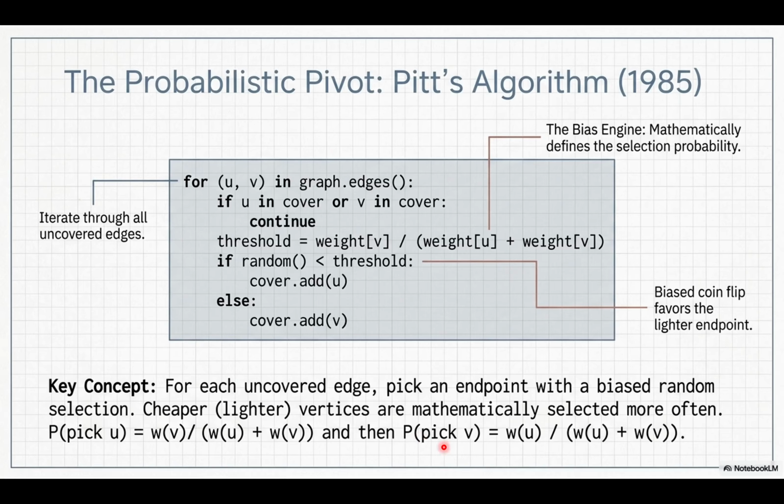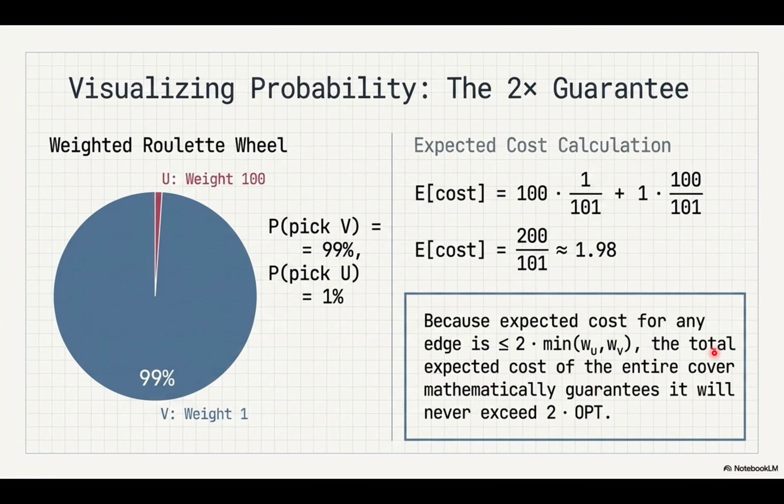What's fascinating here is the absolute mathematical certainty you get from that randomness. Yeah. By using this biased flip, the expected cost for covering any edge mathematically resolves to exactly 2 times the minimum weight of its endpoints, or less. And when you scale that up, you secure the 2x guarantee. Even with random coin flips, the total expected cost of your entire cover will never exceed exactly 2 times the optimal perfect answer. So you give up absolute step-by-step control. But you gain total robustness against tricky input data. The order doesn't matter anymore. That is some brilliant 1985 math.